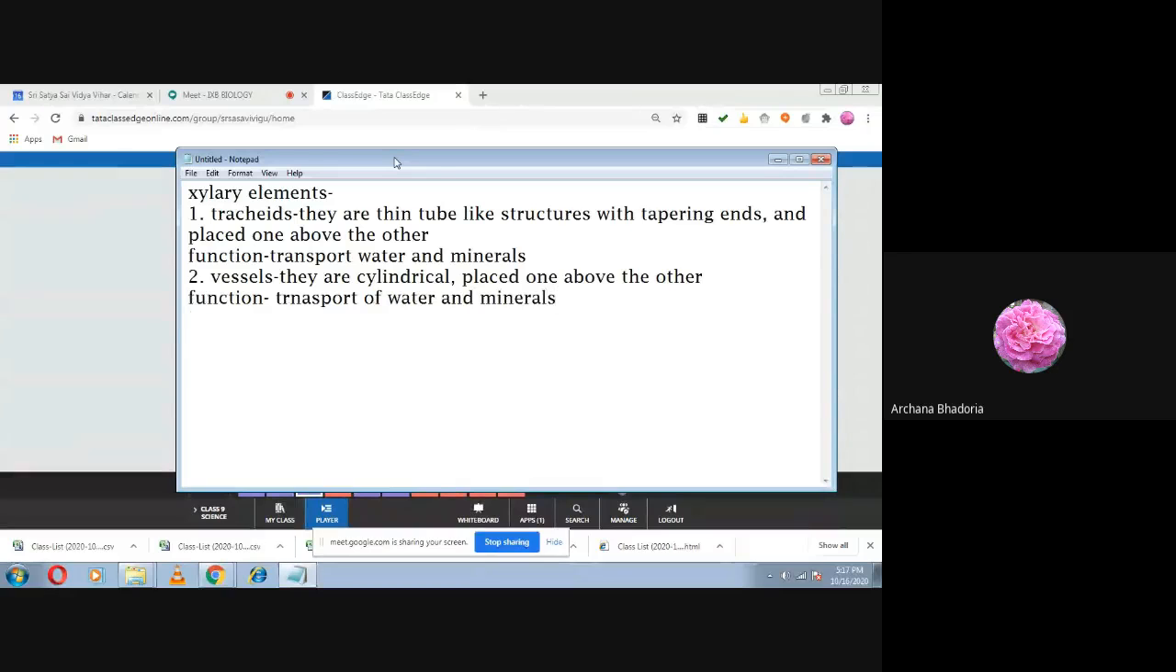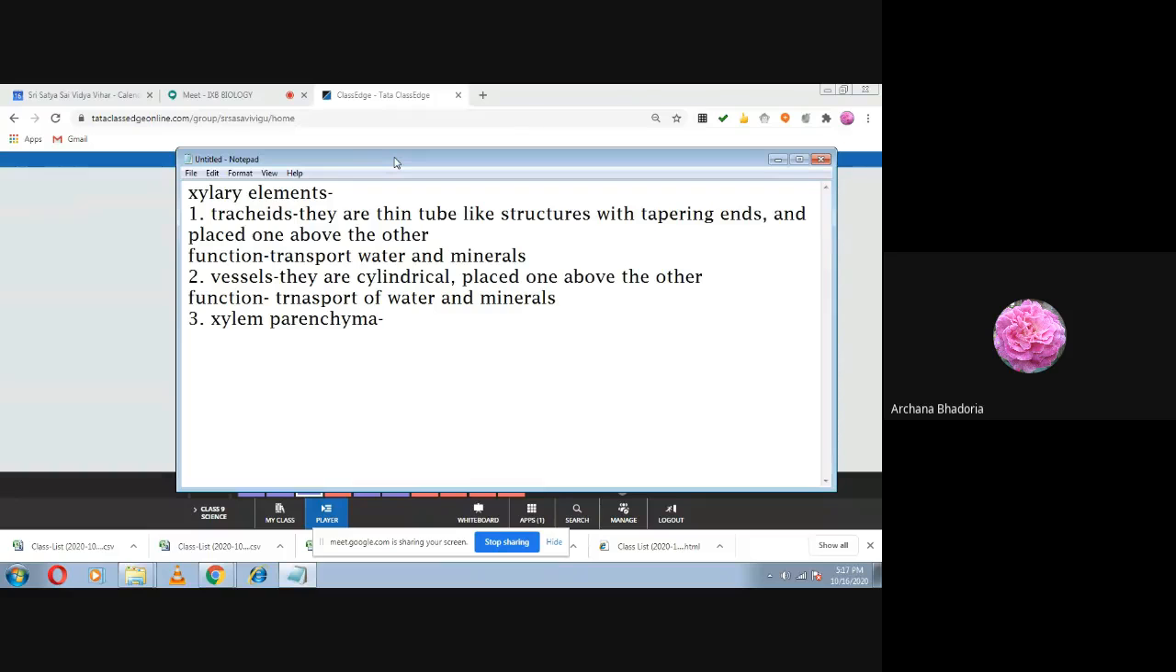Okay, now the other one is xylem fibers and xylem parenchyma. So children, xylem parenchyma have got the same structure as the other parenchyma which we have studied. But since they are associated with the tracheids and vessels, or with the xylem tissue, we are calling this parenchyma tissue the xylem parenchyma. But they will have the same features.